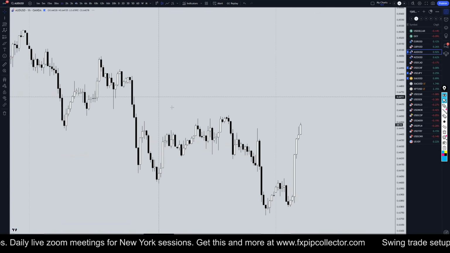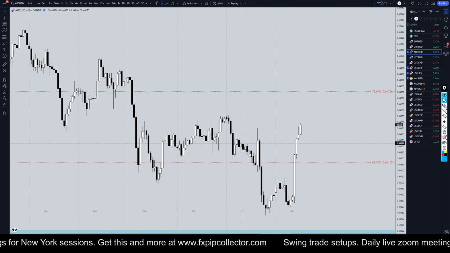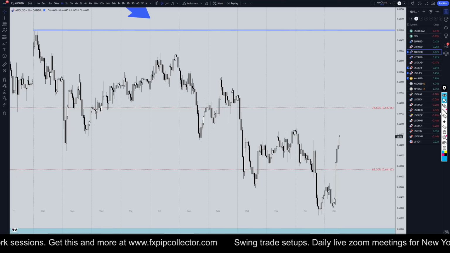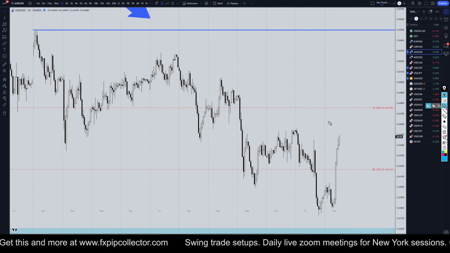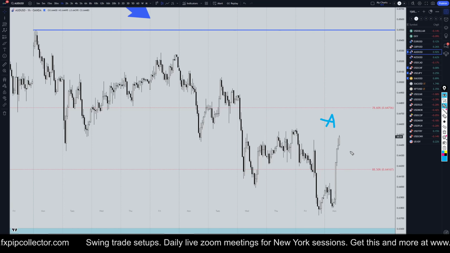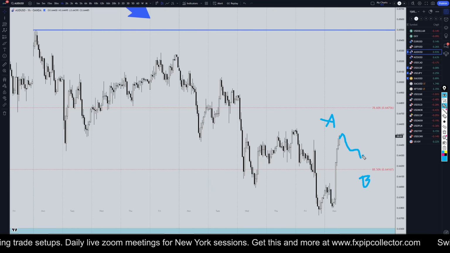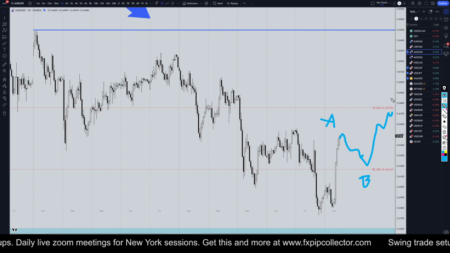So taking it down to the 1 hour time frame, let's get rid of that real quick. On the 1 hour time frame, definitely impulsive up, but I definitely assume that this is a wave A. At some point, which doesn't have to happen now, it probably will go back down for a wave B, and I think it's going to go back up for a wave C.